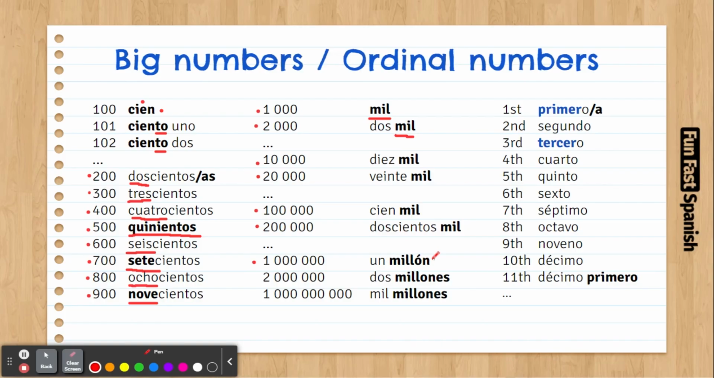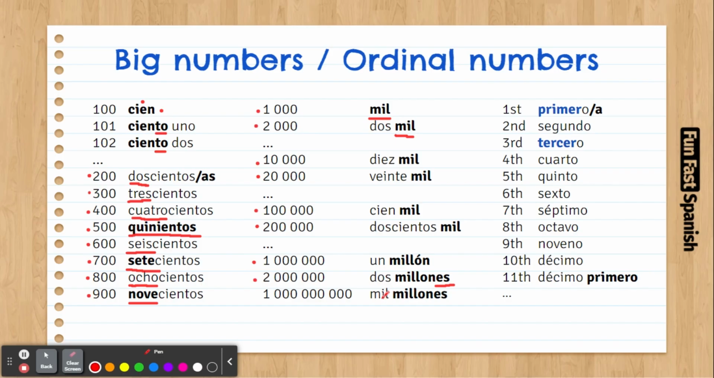Un millón. Un millón is 1 million. Funny thing, after 1 million is 2 millions. So we do it plural, 2 millions. So we are going to use millones, dos millones. I know in English it's 2 million, 3 million, but in Spanish we are going to use millones. 2 millones, 3 millones, 4 millones, 5 millones, until mil millones.